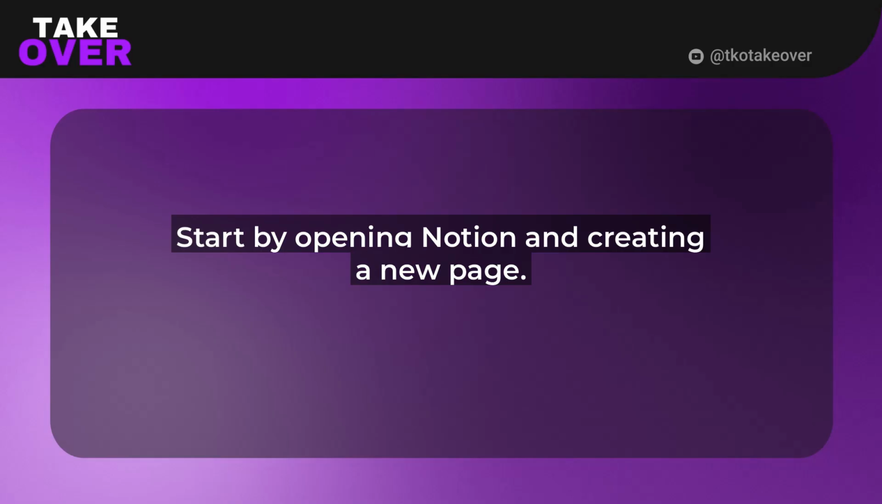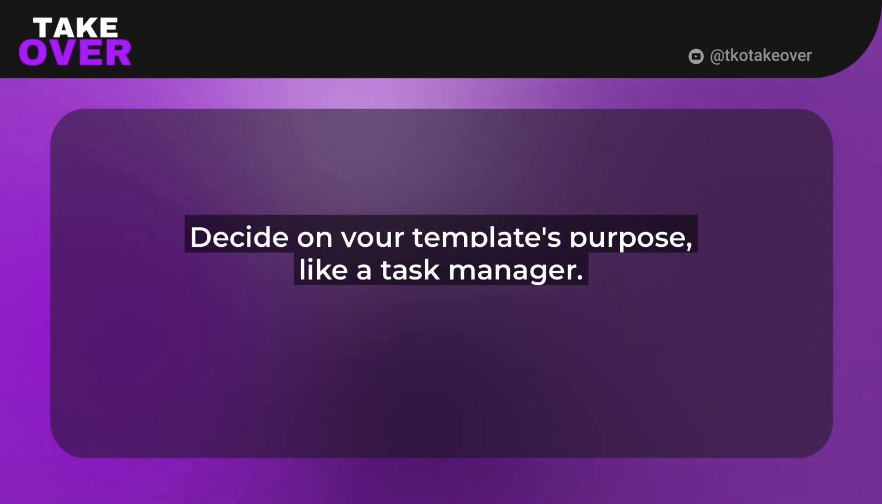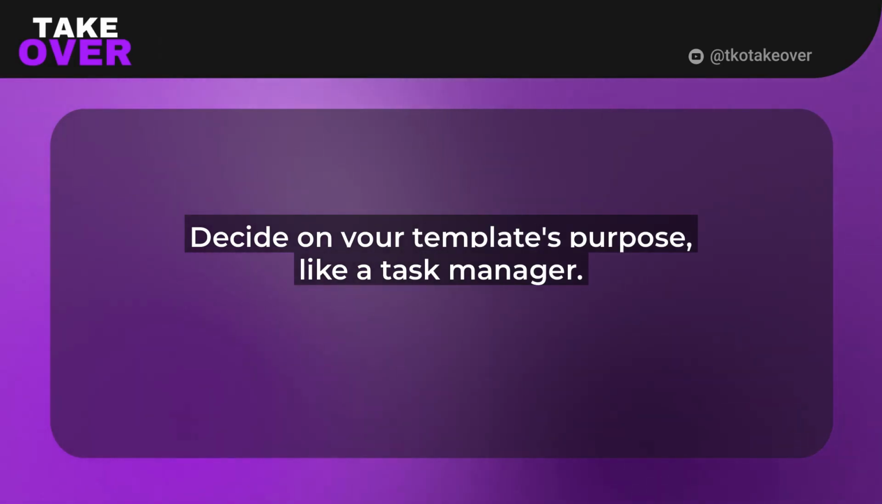Let's dive right in. First things first, make sure you have a Notion account and the app open. Start by creating a new page. Click the plus icon in your sidebar and select Page. Now, think about what your template is for. Is it a daily planner, a project tracker, or maybe a habit journal? For this example, let's make a simple task manager.